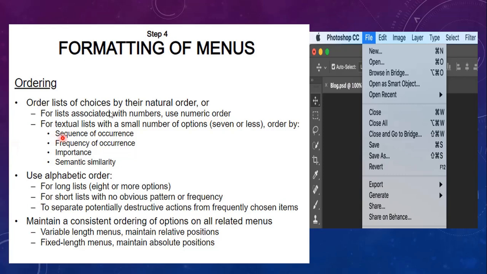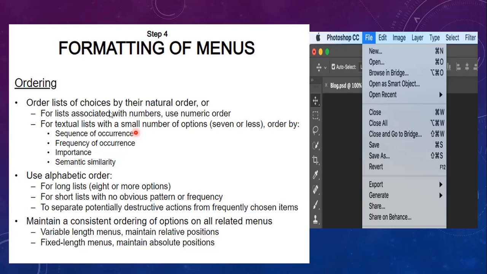And next we have the alphabetic order. For a textual list with a small number of options, order by sequence of occurrence, frequency of occurrence, importance, and semantic similarity. For example, if you have a small number of options, such as a particular menu that you use frequently, then it has a certain importance, so you have to group the particular options in a smaller manner.